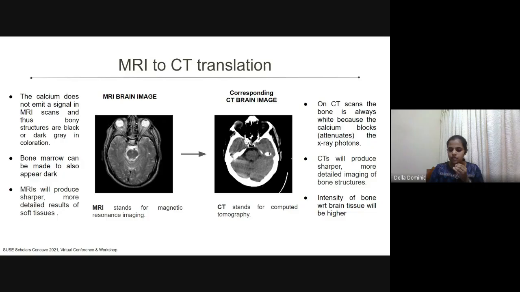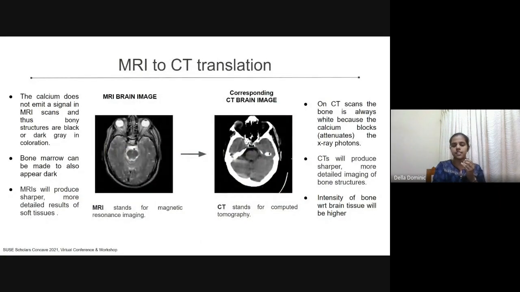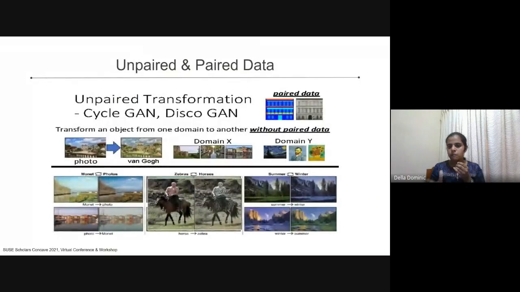Now, when it comes to a translation application, for example MRI to CT or horse to zebra, an important thing to notice is the type of images involved in the data set. Images can be either paired or unpaired. For example, this is an example of a paired image. We have an MRI brain image and the corresponding CT image of the same patient, of the same organ. So this is a paired image. So the data set can be of paired images or unpaired images. And depending upon the application, paired images may or may not be available.